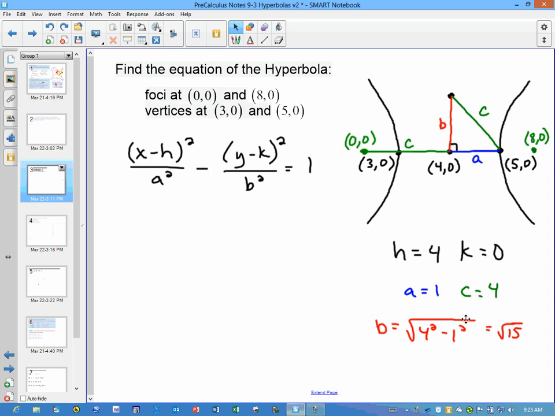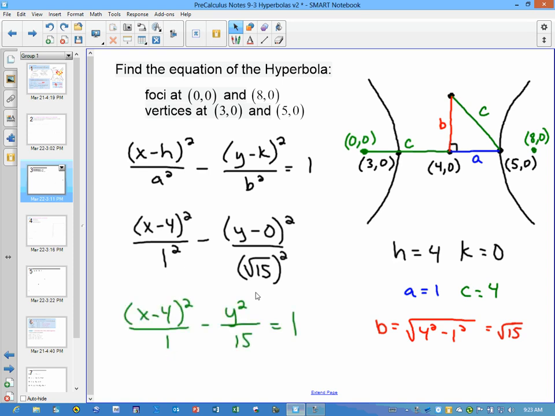So now we know a, b, c, h, k. We know everything we need to know to plug into the model. And when we make those substitutions, we get this. Cleaning it up just a little bit, 1 squared is 1, and root 15 squared is 15. So that would be our equation.